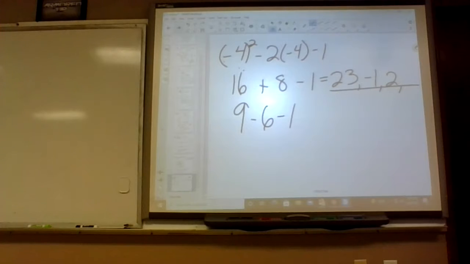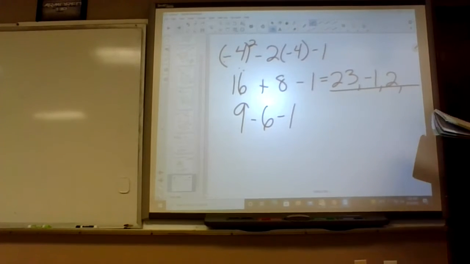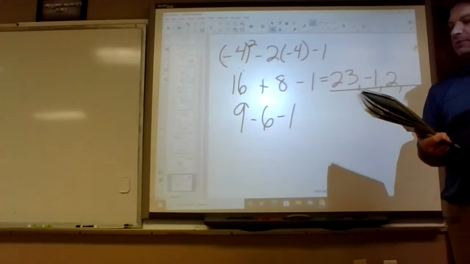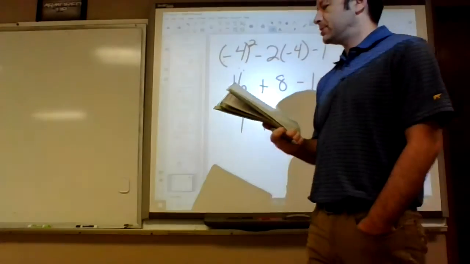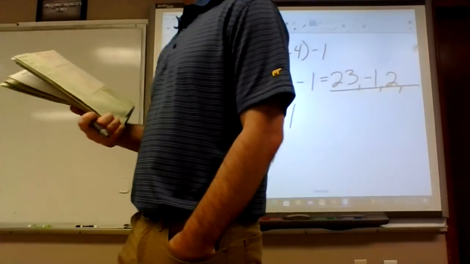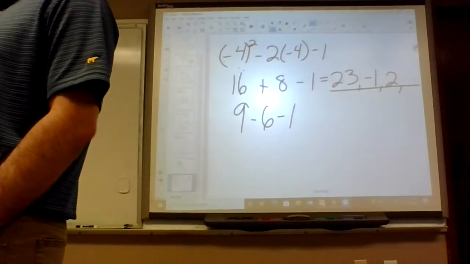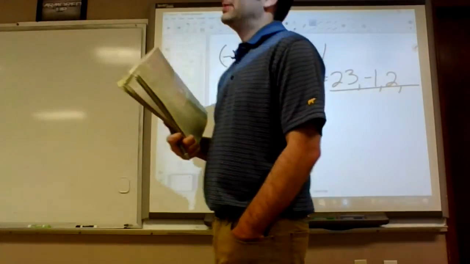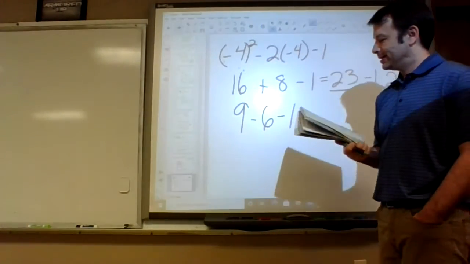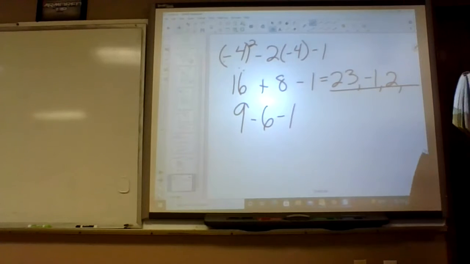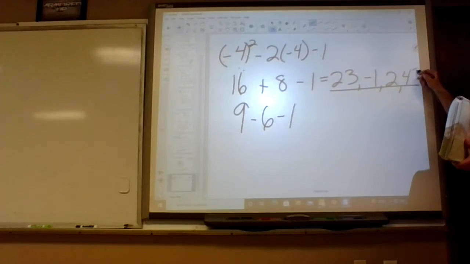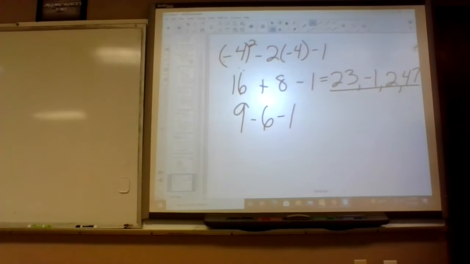And then the last one is 8. So what is 8 squared? 64, minus 2 times 8. What's 2 times 8? 16. 64 minus 16 is 48. Minus 1 is 47. So I got 4 answers.